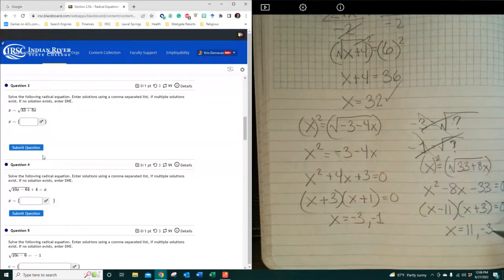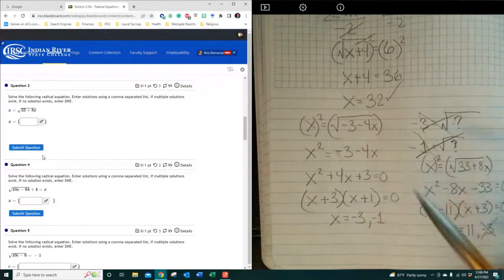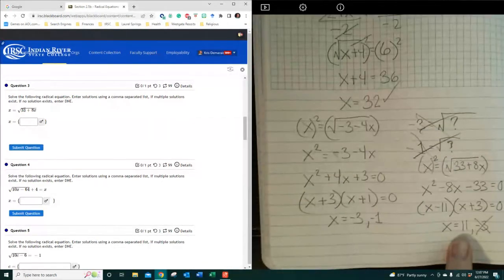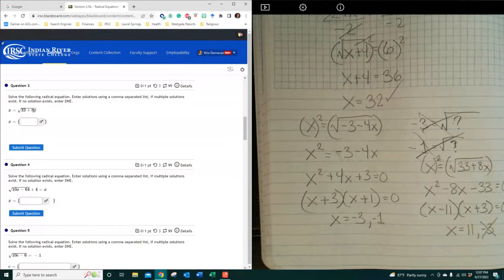So we automatically know that the negative 3 is a throwaway because it already has an isolated variable x, so that's not going to work. So our answer will be 11. Now, if we go ahead and do the math in that, then it would be 33 plus 8 times 11. That'd be 88. 88 added to 33 would be 121. Therefore, that would work, because the square root of 121 is 11. So it works.